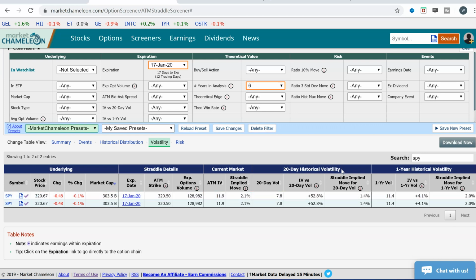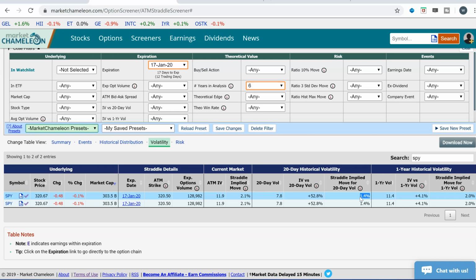If I just take a look at the last 20 days, you could see here that SPY has moved on average at a much lower volatility, 7.8. So the implied move right now is 2.1% with an implied volatility of 11.9. If we look at the actual volatility of the stock in the last 20 days, it's been 7.8, and if it moves at that volatility, the implied move is 1.4%. So this is a little bit higher, 2.1% versus 1.4%, if we assume that the volatility will remain similar to the last 20 days.